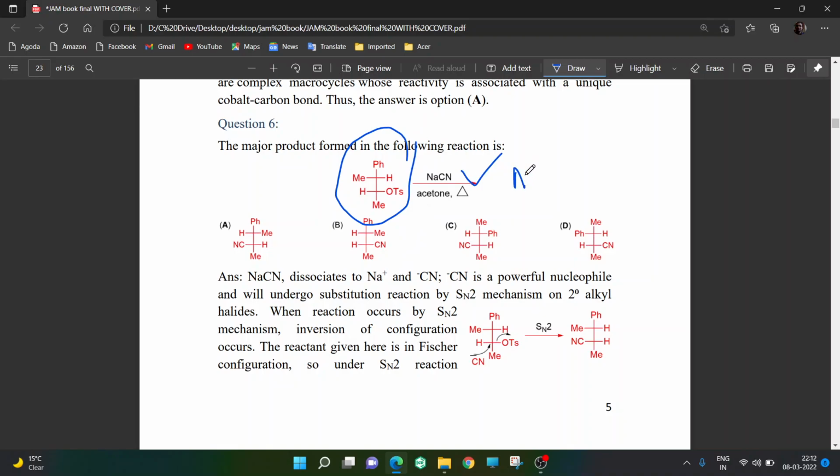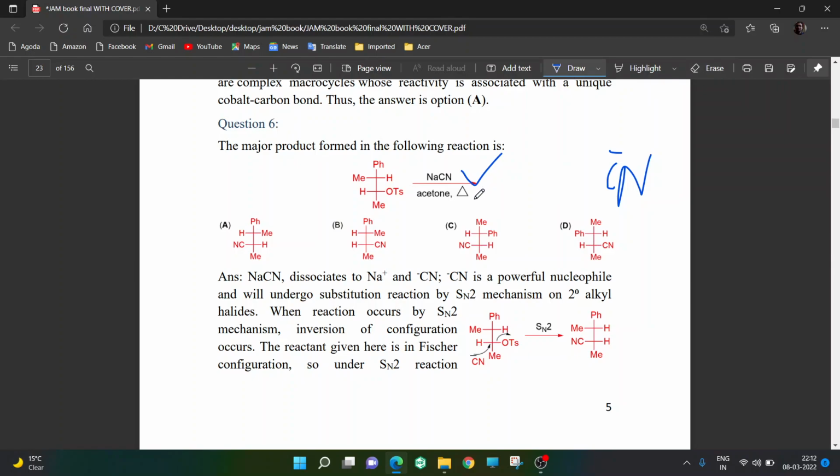So NaCN, you know, NaCN has Na plus and CN minus. Now CN minus is a very powerful nucleophile. Why? Because carbon has negative charge. Carbon is not electronegative at all, so it will not hold the electron close towards itself. So it's a very large lobe with a lot of negative charge, so it overlaps very well. It's a very powerful nucleophile.